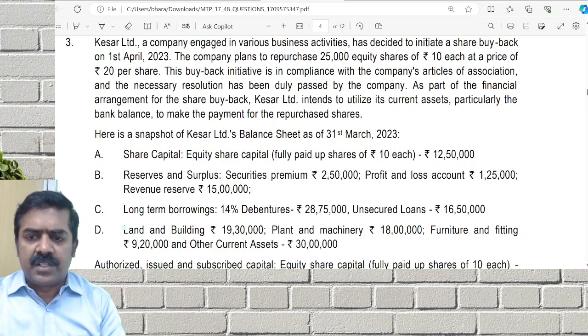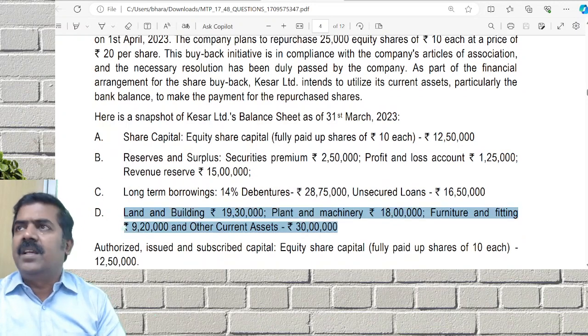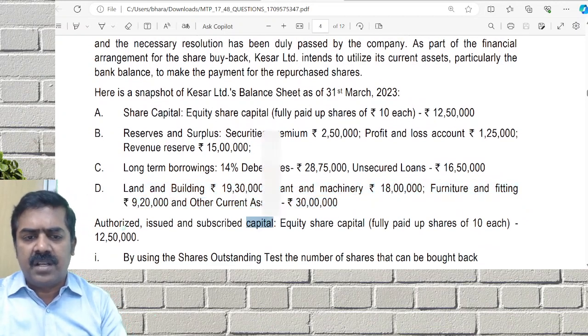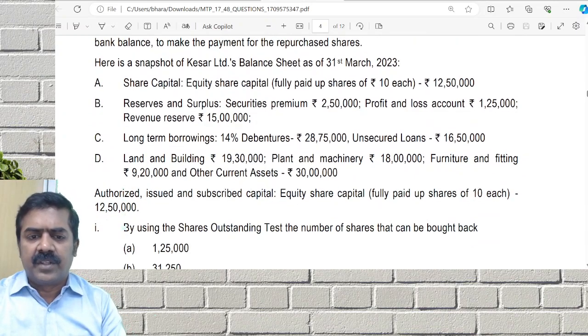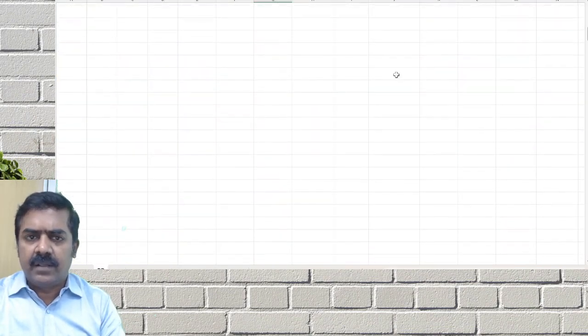We are given reserves and surplus. We are given which one? Reserves and surplus. Long-term borrowing, then assets are given. This point number D is irrelevant for solving the question. That is not relevant for solving the question. Authorized capital also is not relevant for solving the question. So, first, how many shares are outstanding?